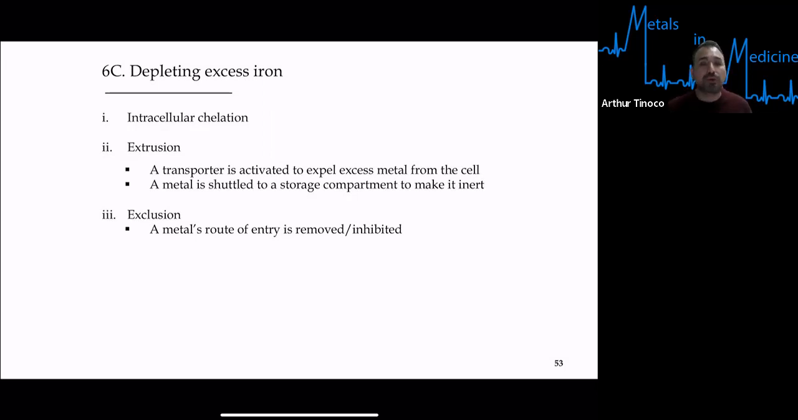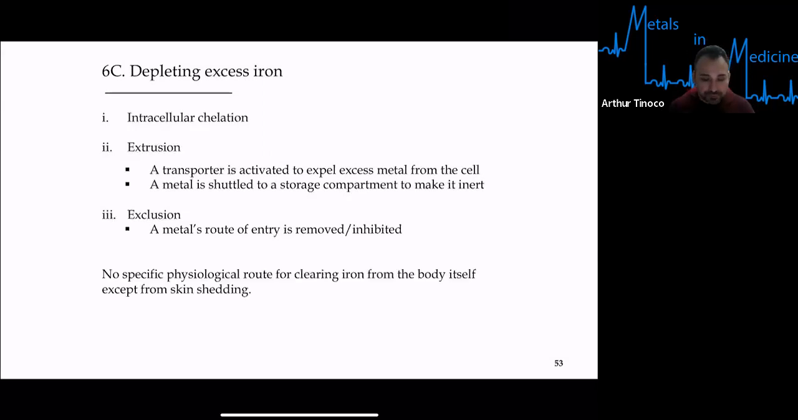And then you also have the process of exclusion, and that means that the metal's route of entry is removed or inhibited. You can imagine that you would have maybe a suppression of the transferrin receptor to prevent an increase of iron-bound transferrin from entering the cells. So these are mechanisms that are in place for dealing with an excess, but again, there will be a slight excess of iron above that optimal range.